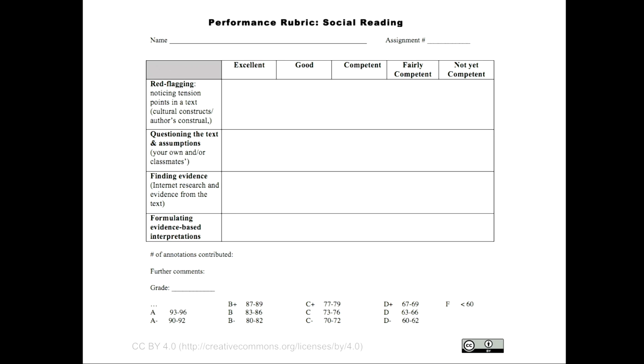Learn to question that. And then you have the rubric, because when we talk about assessment tools, rubrics are now such a useful tool for assessment. Now you put in red flagging, questioning the text and assumptions, finding evidence, and formulating evidence-based interpretations, and you can use those basic criteria for giving a grade to each of the students. What's nice about eComma is that all of the students who have responded, all of their names are in the eComma site, so you can click on a name and you get all of their comments. So you can actually see what these students are doing.